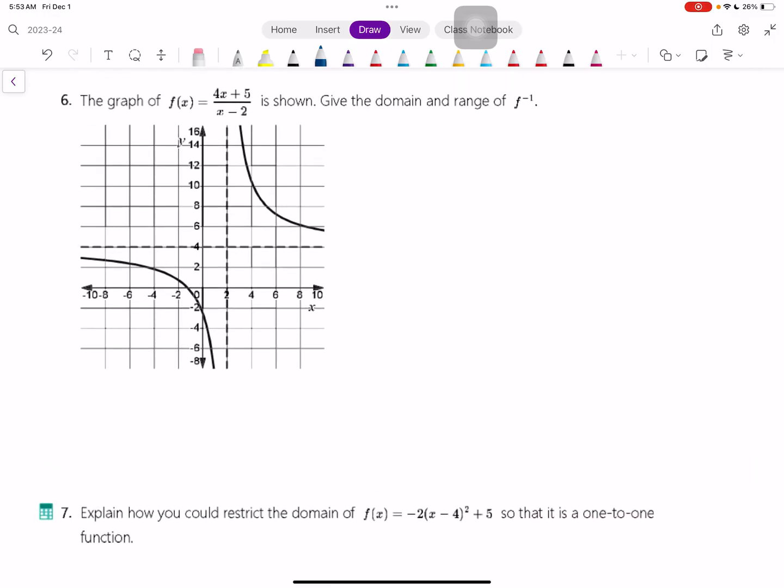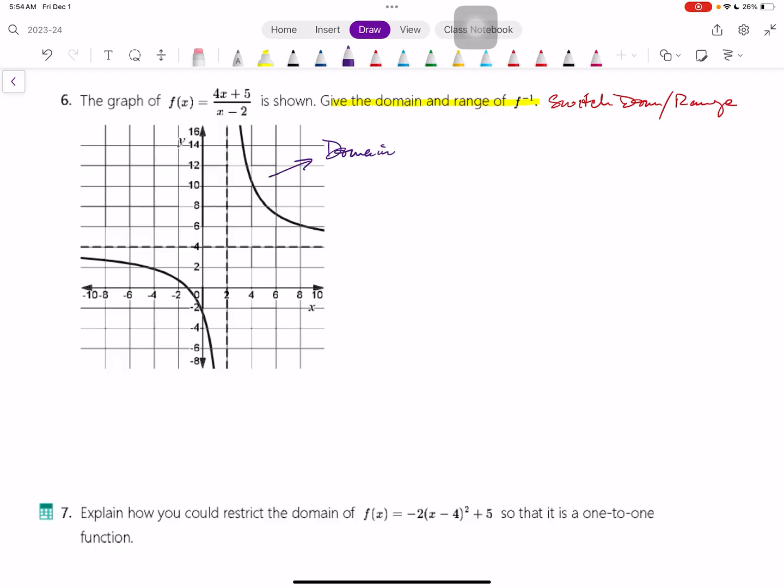Okay, number 6. The graph of f of x is shown. Give the domain and range of its inverse. Again, these are repeated questions right through here. You've got to switch the domain and range. If I know the domain and range of f, then I know the domain and range of f inverse. So what I do first is write the domain and range of the original function.